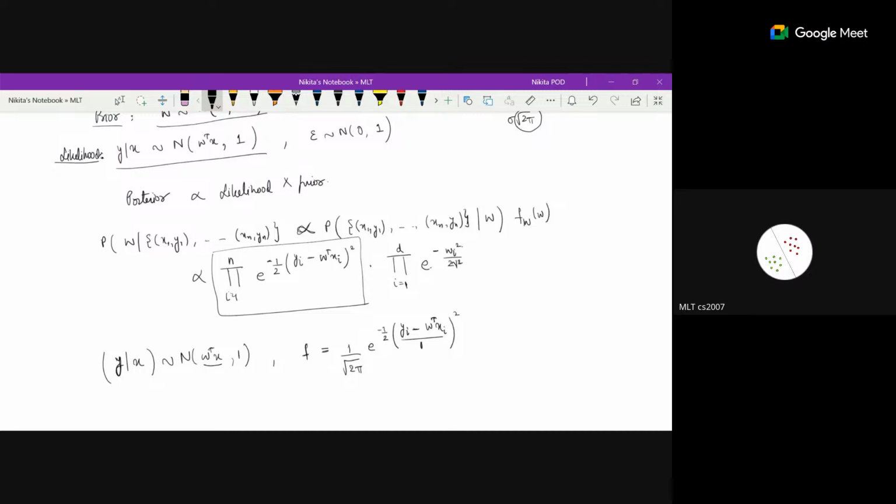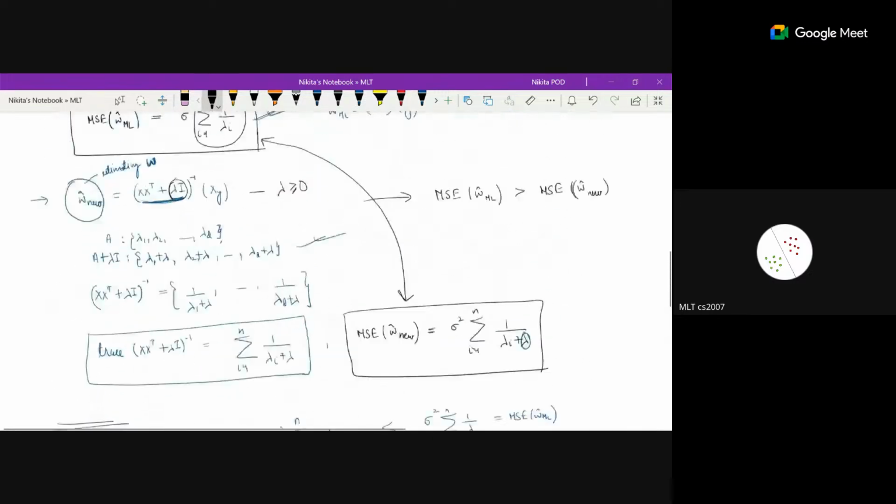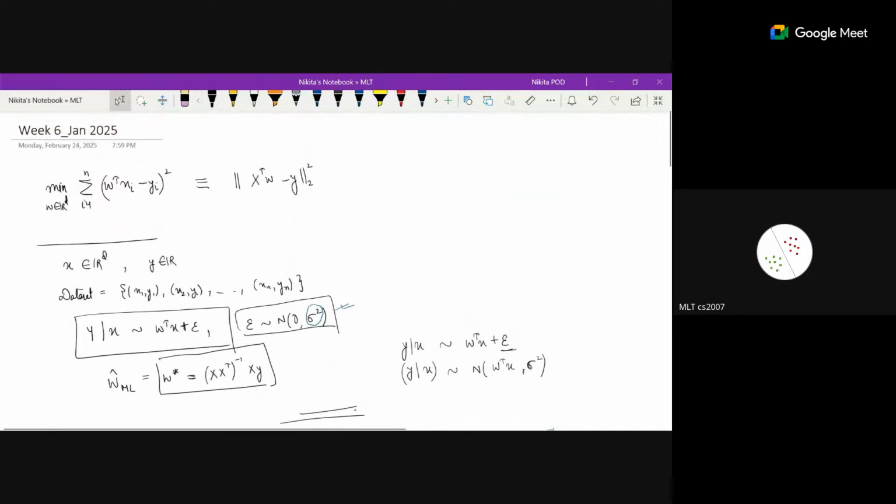And since we are just writing the proportionality here, the randomness is in y. It should not be in x, it should be in y. So your y is basically like, given x, your y is w transpose x plus epsilon.